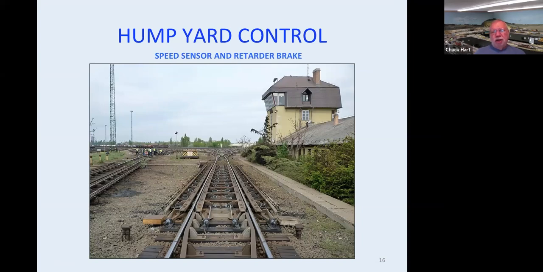You'll have a switchman letting go of the cars as they uncouple and going down the hill. He has a list that he looks at, and it'll tell him, do I let 1 car go, or 2 cars go, or 3 cars go before I do the uncouple? So that's the way that works. So the speed sensors and retarder brakes. And if you've been fortunate enough to visit one of these yards, you'll know that they aren't quiet.